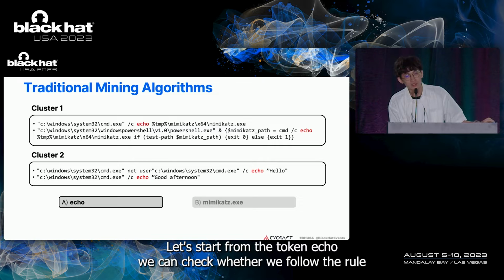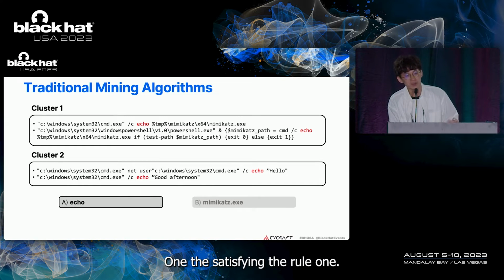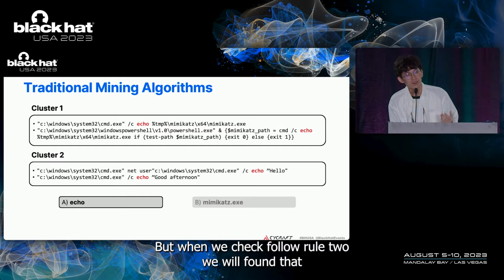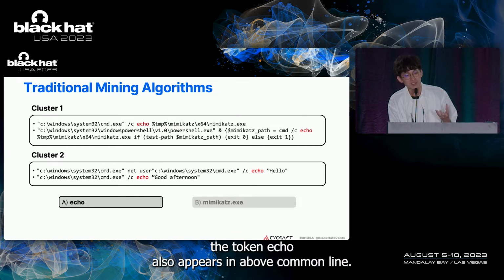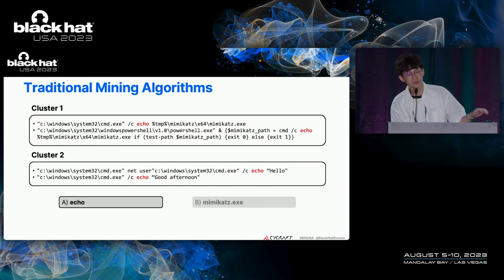Let's start from the token echo. We can check whether it follows rule 1. The token echo appears in two command lines in cluster 1, satisfying rule 1. But when we check rule 2, we find that the token echo also appears in both command lines in cluster 2, which contradicts rule 2.